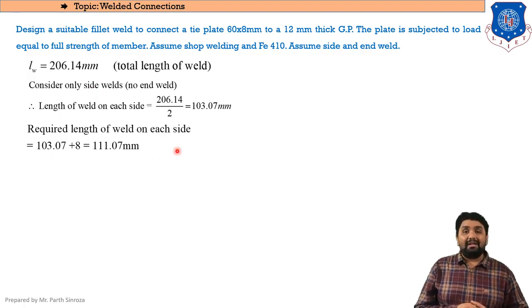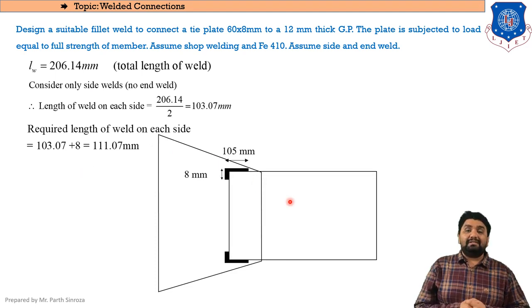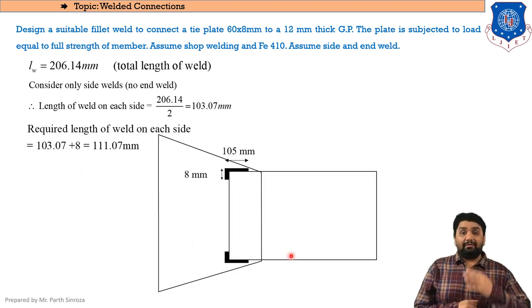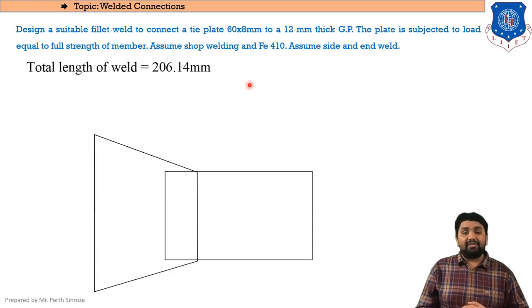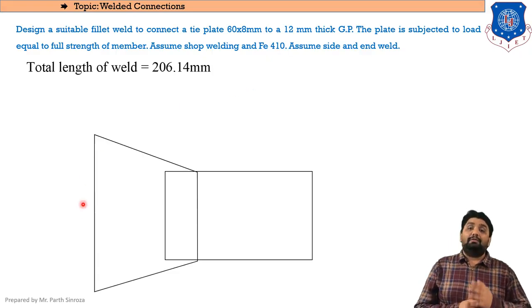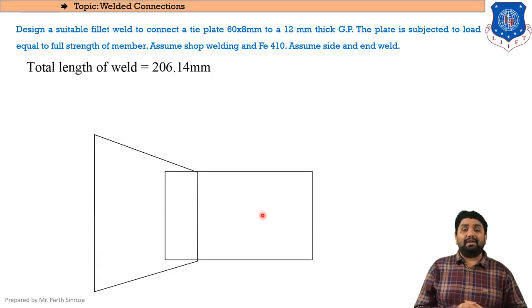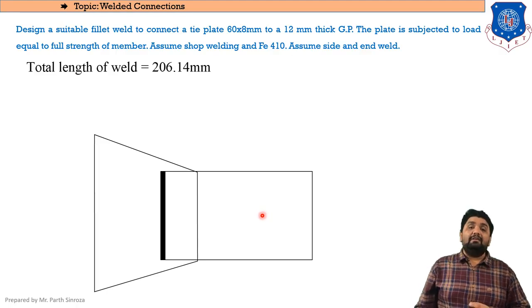So this was our answer, and this was our figure that we discussed in the last lecture, where welds were provided only at sides. Now what will change in this figure, or in this sum? Moving on to today's sum, the total length obtained in the previous sum will be the same, that is 206.14, so the figure will be the same as you can see here.